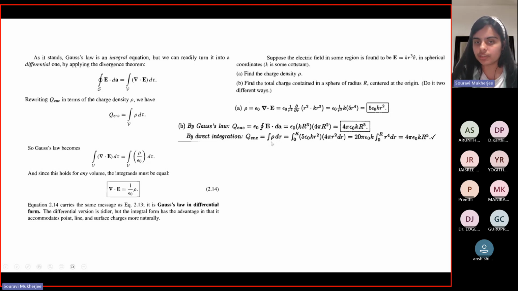So either you do a volume integral or you do a surface integral, right? In volume integral, you use the charge density. In surface integral, you use the concept of flux. So there you directly use the electric field. So based on what you have in your question, you can use these relations.